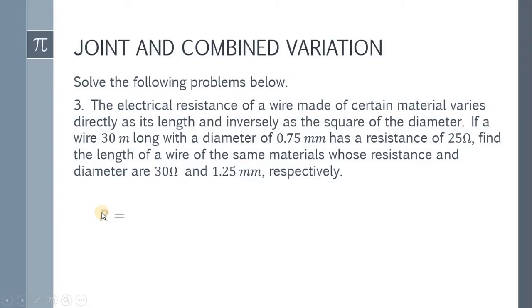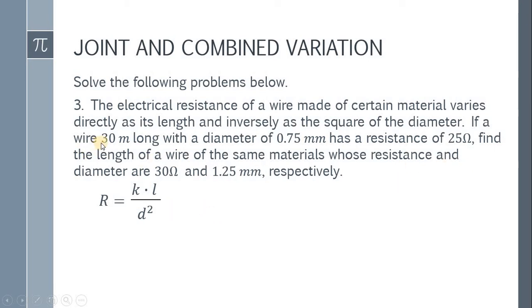So, we have R for resistance is equal to varies directly as its length. So, K times L. Then, inversely, di-divide natin saan? Square of the diameter. So, don't forget na i-square natin yung diameter or D squared. Now, meron na tayong equation. Next, paano natin hahanapin yung variable K? So, dun sa second sentence tayo.